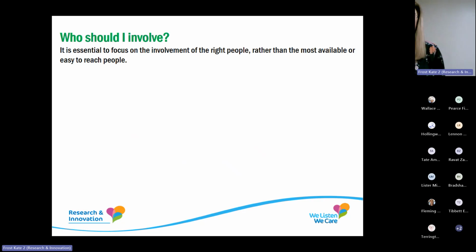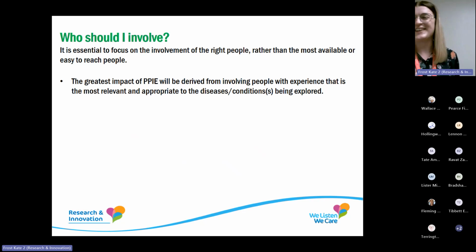Right, who should I involve? That's a great question that I get asked probably every other day. Again, this is not a one size fits all. It is absolutely essential to focus on involving the right people rather than the most available or easy to reach people. And that is my key takeaway in regards to this.